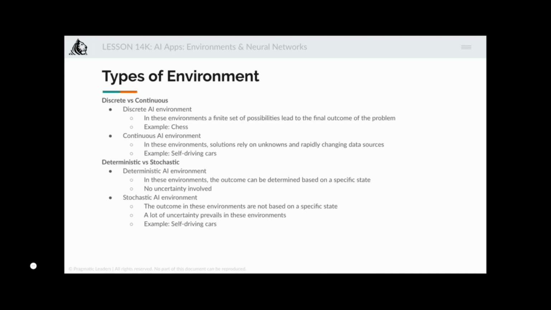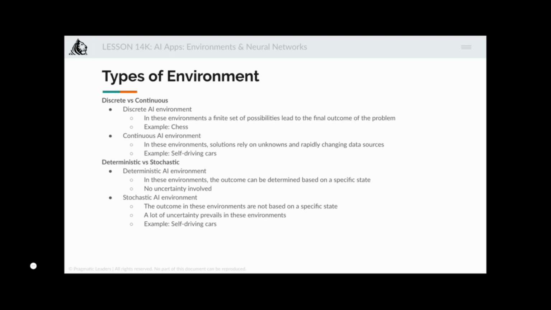Then there comes discrete versus continuous. A discrete AI environment is a scenario in which a finite set of possibilities can lead to the final outcome of the problem. Chess is a very good example. A continuous AI environment is a scenario in which solutions rely on unknowns that continuously change, so it's very hard to predict. Again, self-driving cars are a very good example for such a scenario.